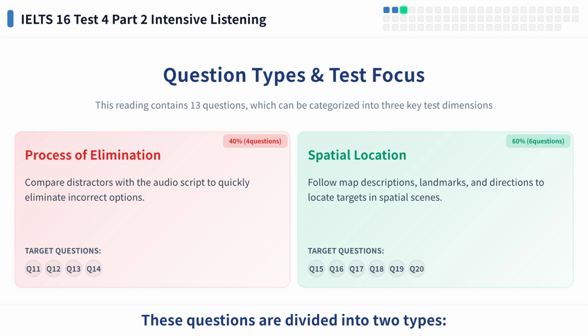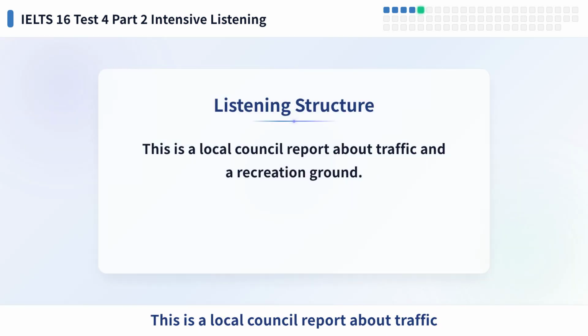These questions are divided into 2 types, elimination and spatial orientation. This classification helps you quickly identify question types and use the right method. This is a local council report about traffic and a recreation ground.